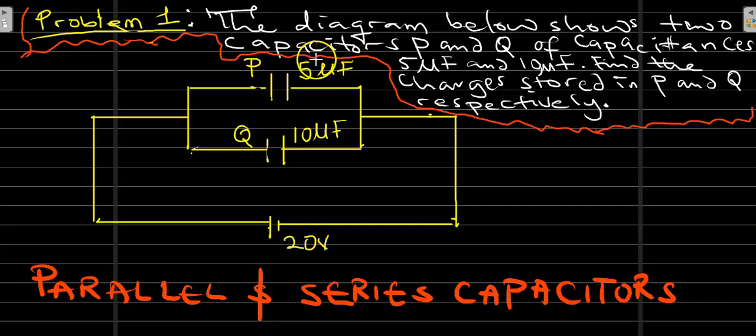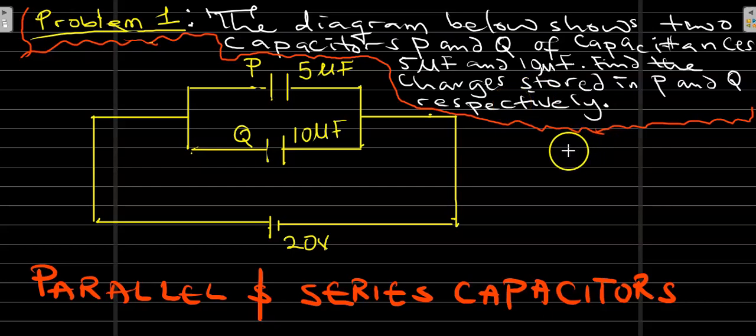Hello, in this video we are going to focus on how to calculate parallel and series capacitors. Now let us look at this problem. The diagram below shows two capacitors, P and Q. These are capacitors of capacitances 5 microfarad and 10 microfarad. Find the charges in P and Q respectively. We are to find the charges.